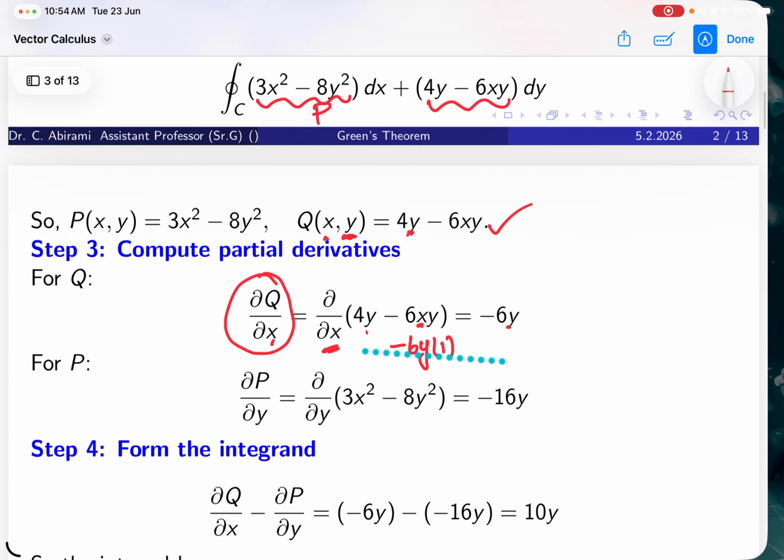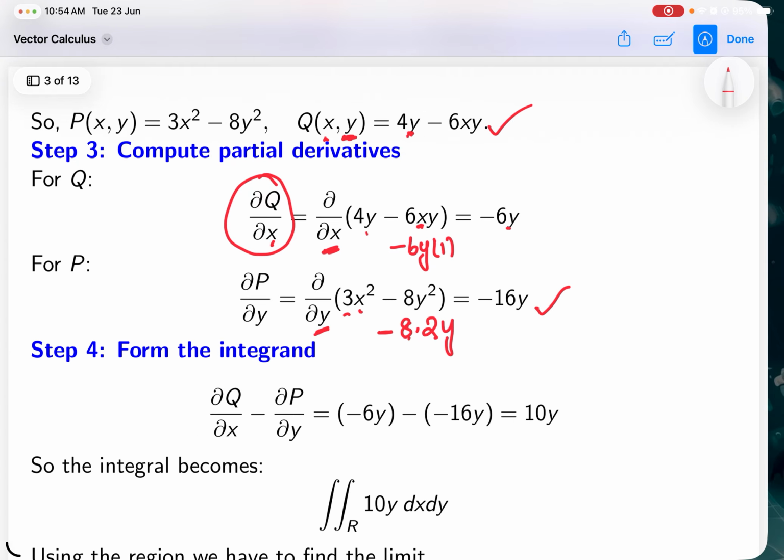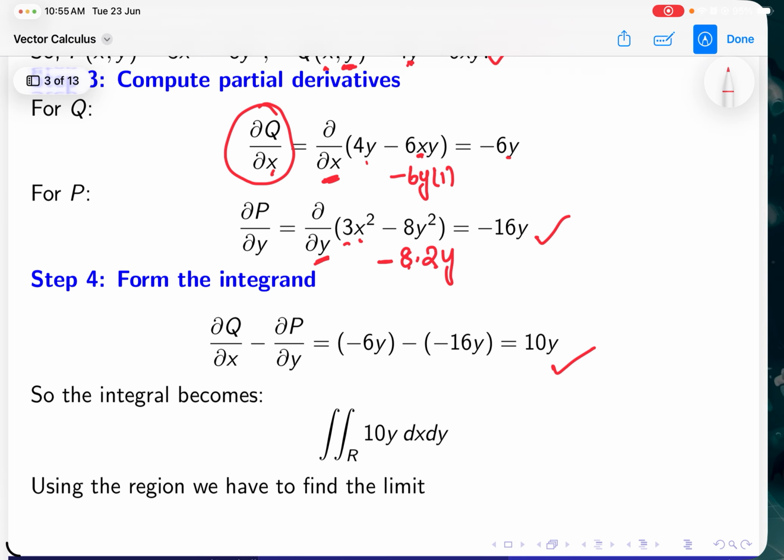Similarly, I am going to compute dou P by dou y. Dou by dou y of 3x squared: differentiating partially with respect to y means we treat x as constant. So the first term is 0. What about the second term? Minus 8 into 2y, 8 into 2 is 16, so minus 16y. Now you can substitute. Dou Q by dou x is minus 6y, minus of minus 16y, so 10y. Now the integral becomes the double integral over R of 10y dx dy. This is the first step.